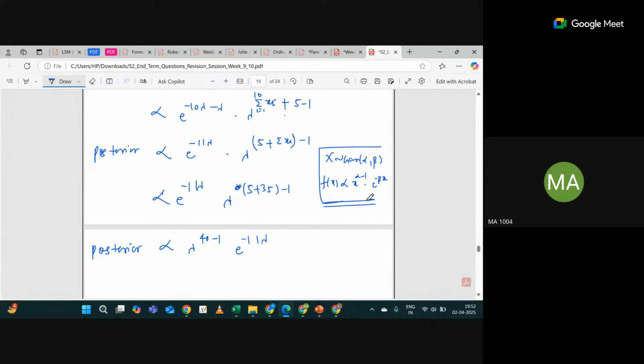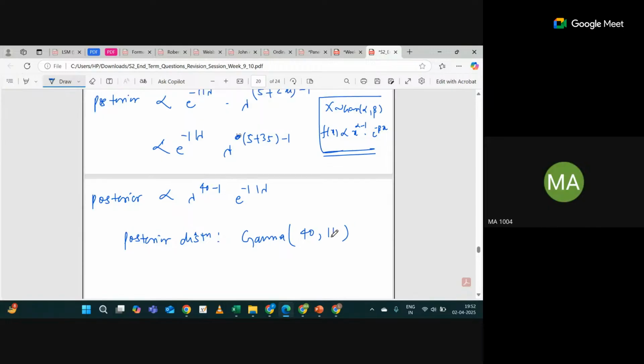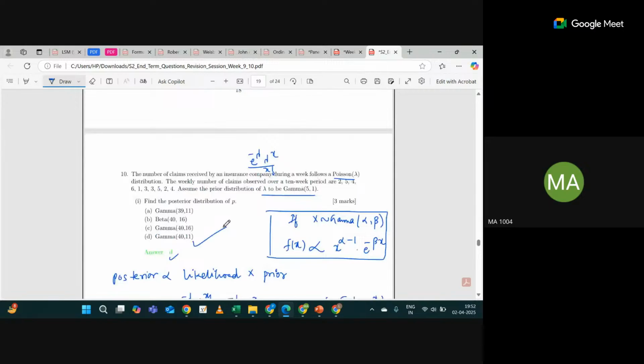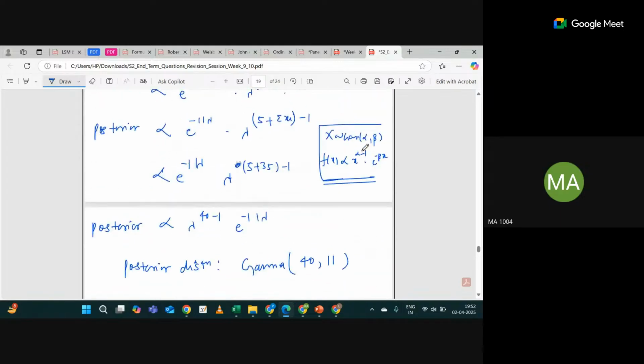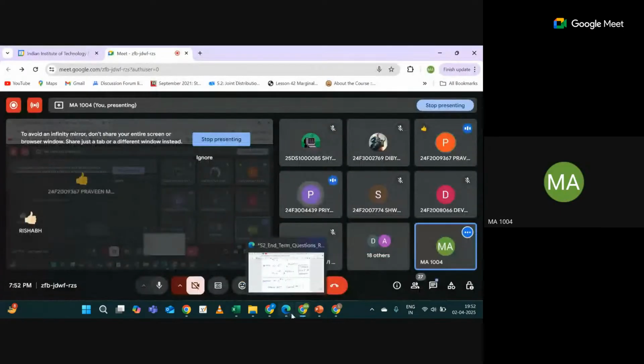So by using this information, what is the posterior distribution? The posterior distribution is gamma with parameters 40 comma 11. Would you agree with me? Yes, sir. So option D is correct. Sometimes people write 39 comma 11, subtracting from 40 comma 1. No, it should be in the form of x raised to the power alpha minus 1 into e raised to the power minus beta times x. Is this clear? Did you get the idea? Yes, sir.